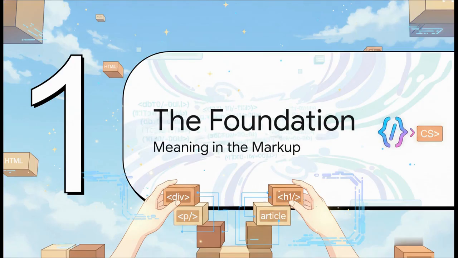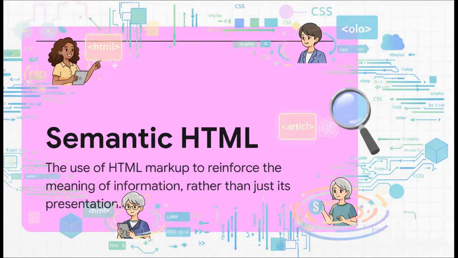Well, we need a solid foundation. And that foundation doesn't start in your CSS file. It starts way earlier, with the meaning you build into your HTML markup. This is the core idea right here. Semantic HTML isn't about using a tag to make something look a certain way. It's about using a tag to tell the browser what something is. You're not just styling text, you're embedding actual meaning right into the structure of the page.